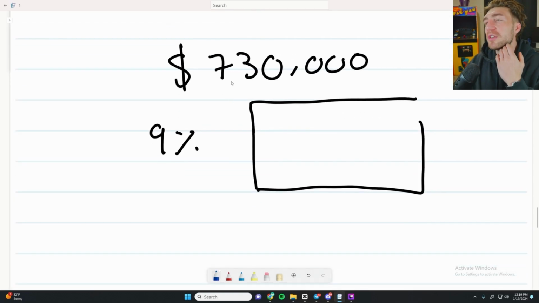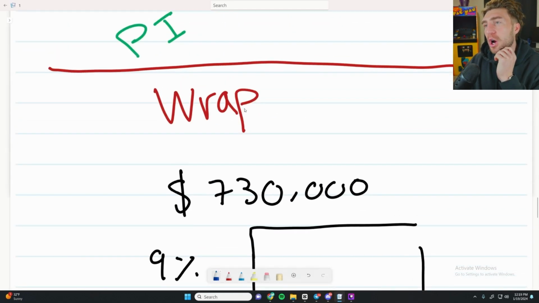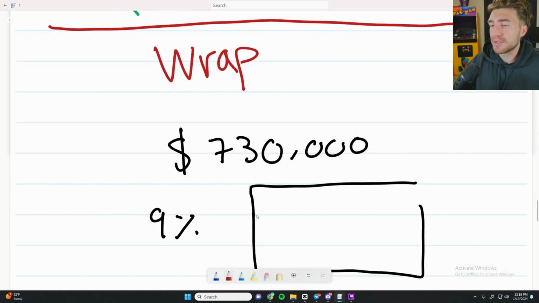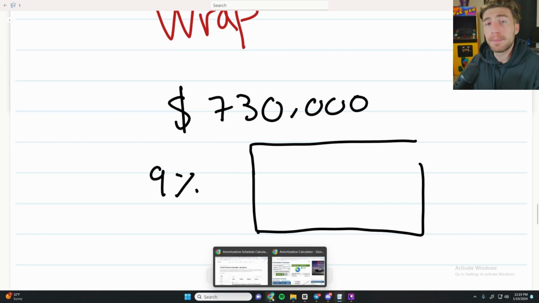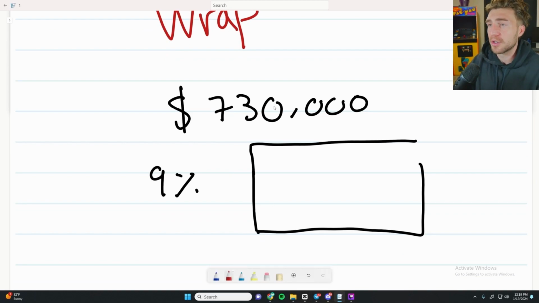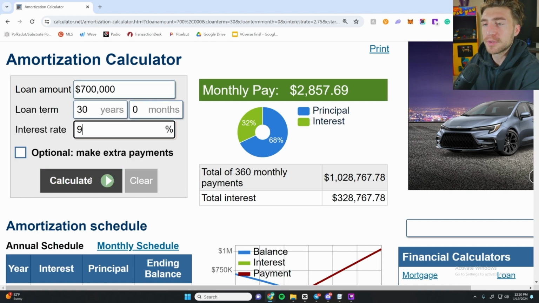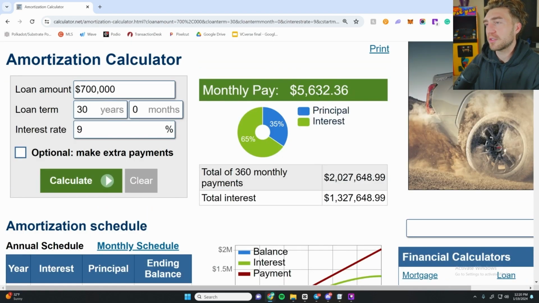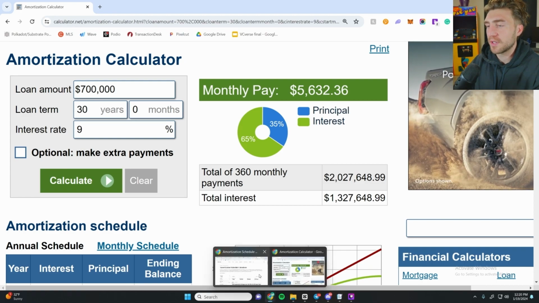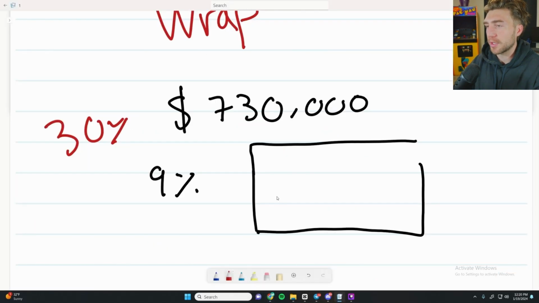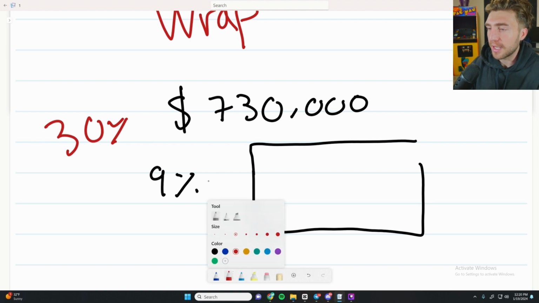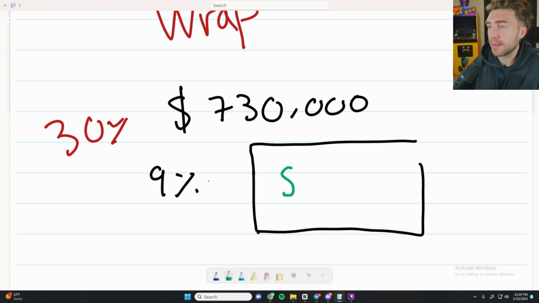Let me explain to you why you need to sell it for higher than your acquisition price. Our acquisition price is $750. We don't want to be wrapping at $730, a very common mistake, and I'm going to stress this right now. Let's flip back over to the amortization calculator. Remember, all these loans are 30 years. So I said a $700,000 loan, because we're getting $30,000 down payment, and at 9% interest. That's $5,632. That's how much money the seller is paying for PI.